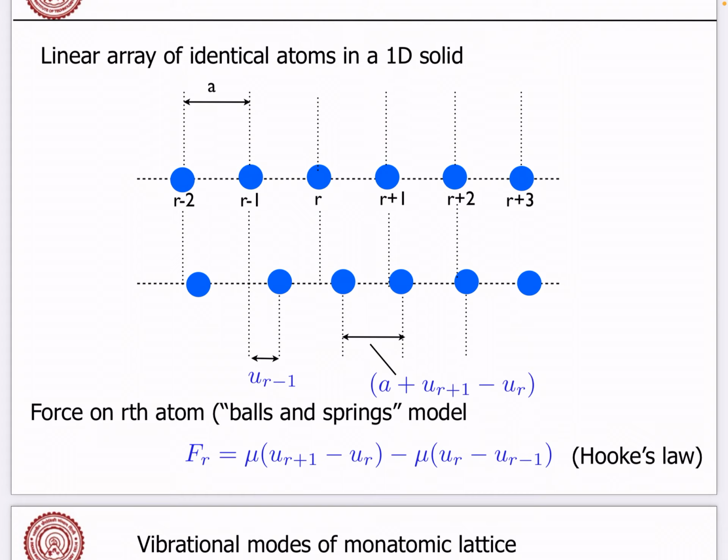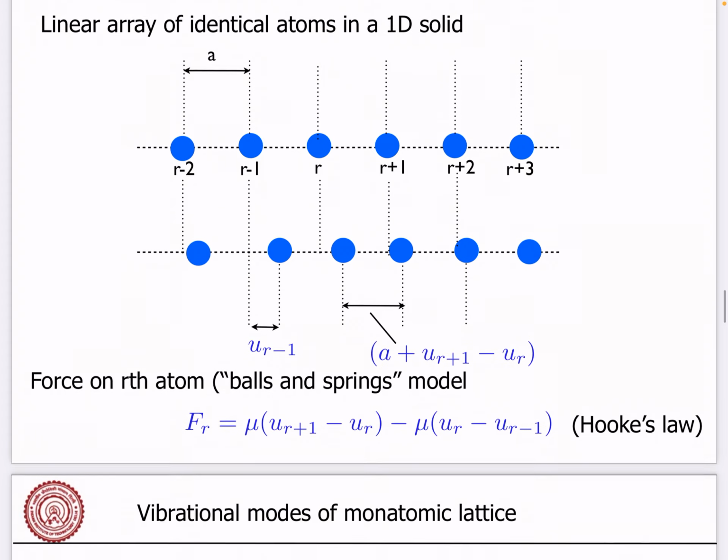So the r plus 1th atom is a little bit smaller than this, and the r plus 2th atom as well. If you plot the displacement values as a function of distance, you will see that this forms a wave kind of pattern. Now the displacement is given by u r minus 1 for the r minus 1th atom, and similarly u r or u r plus 1, etc., for all the atoms, which are different in this case.